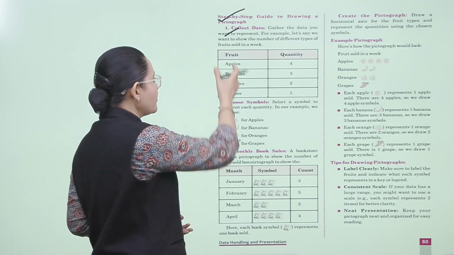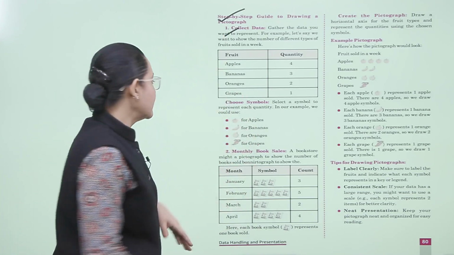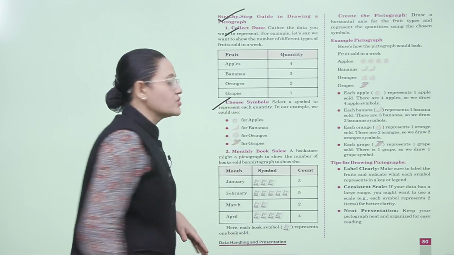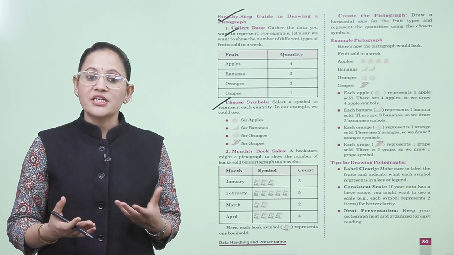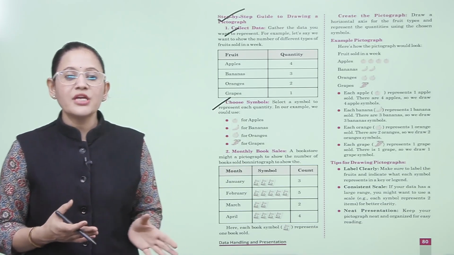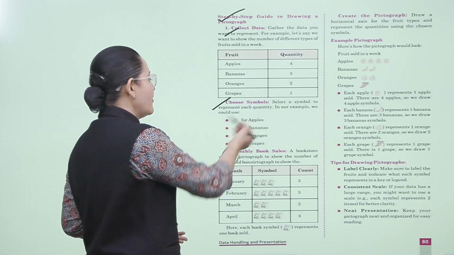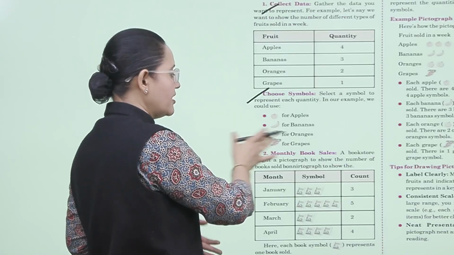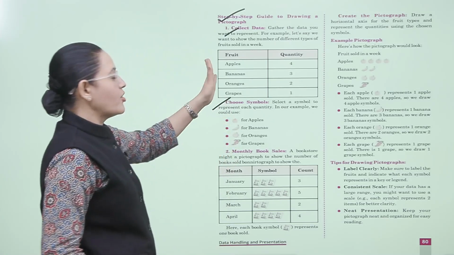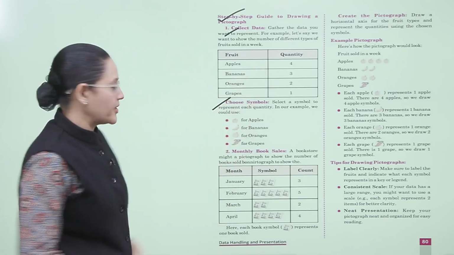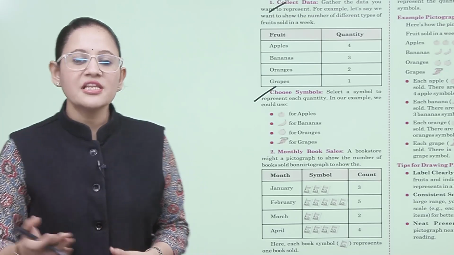So, first what do we have to do? We have to gather the data. Now we have to choose the symbol. Select the symbol to represent each quantity. In our example, we could use the picture of an apple, and a banana for banana, like this. Clear? So you will choose the symbol and, according to the given data, you will draw a pictograph. Clear? Next is monthly book sales.